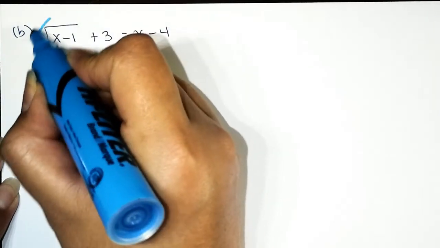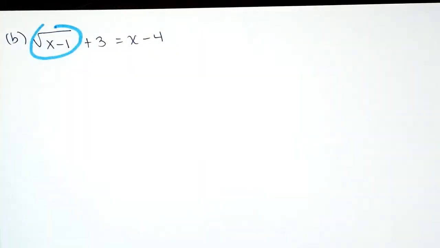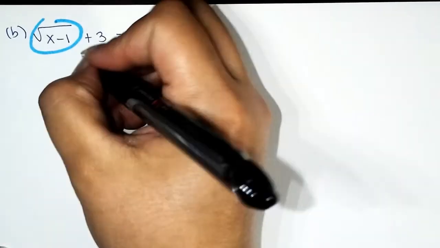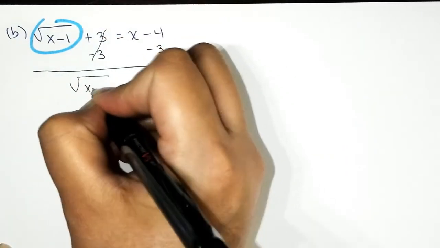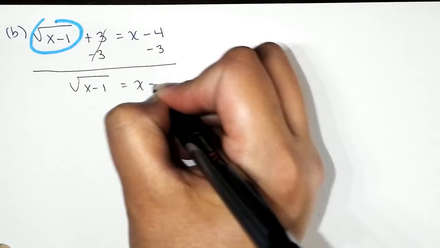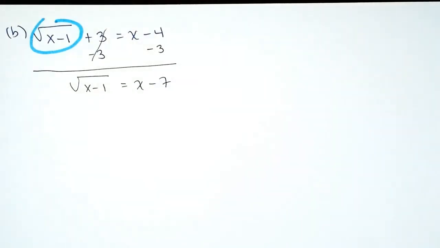Okay, so if you're not with the radical, you've got to undo the addition by 3. Let's go ahead and subtract both sides by 3. So minus 3, and that will leave us with square root of x minus 1 is equal to x minus 7. Okay, so goal number 1 complete.